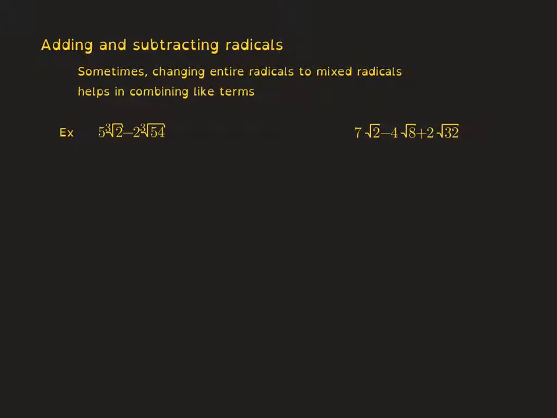Sometimes it looks like you cannot subtract or add two radicals, but when you switch them from entire radicals to mixed radicals, it may create a common radical. So this first example, you would look at this initially and say, well, I've got the cube root of 2 and the cube root of 54. Well, those are different radicands, so they can't be added.